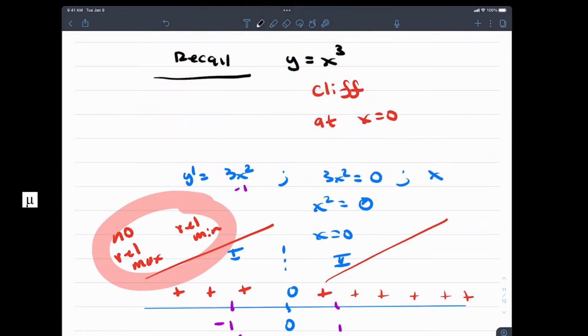If you have a relative max, then what will happen? It'll happen at a critical value. But the backward statement is not valid. If you have a critical value, that doesn't mean you have a relative max or relative min. This is the example of it.